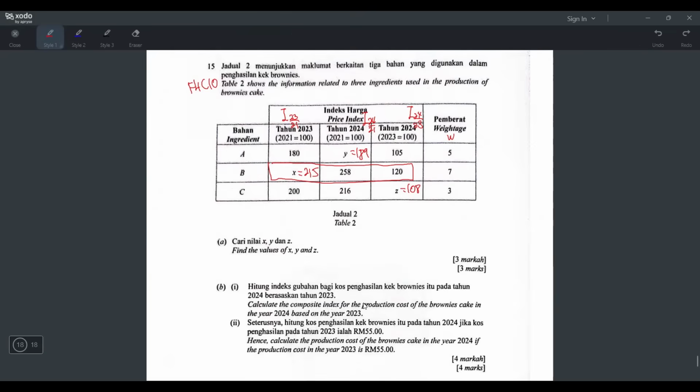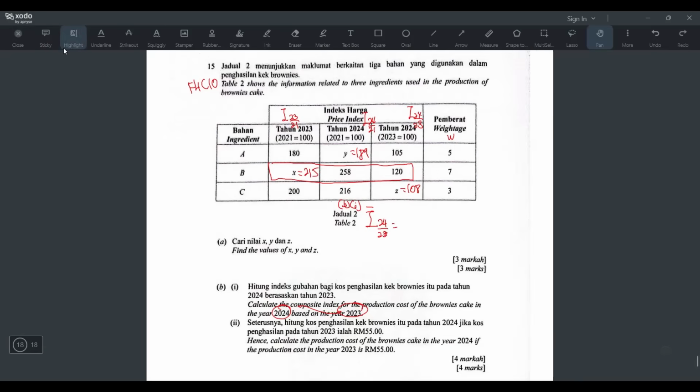Okay, calculate the composite index for the production cost of the brownie cake in the year 2024 based on 2023. So composite index, so you'll use the weightage later. Okay, so I will do it here. B1. So the composite index symbol is like this, I, and then you put a line. And the year is 24 based on 23, right? Yeah, make sure you write the year.